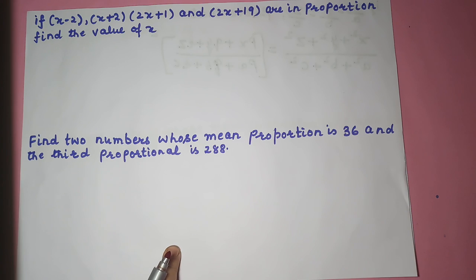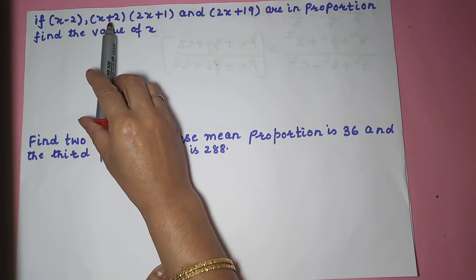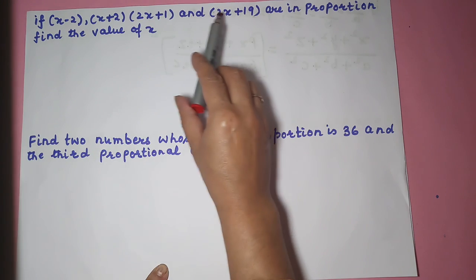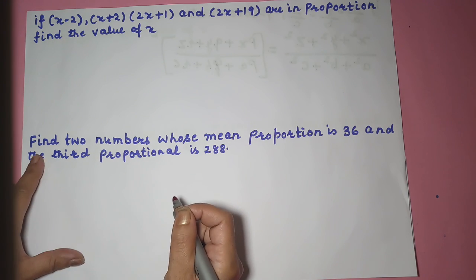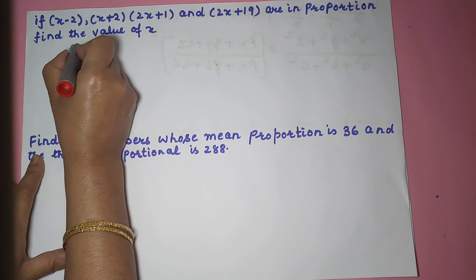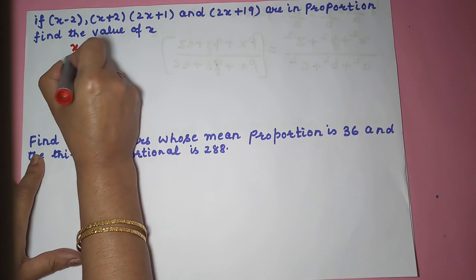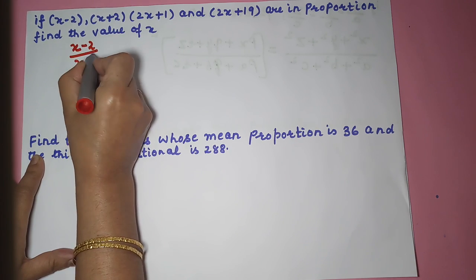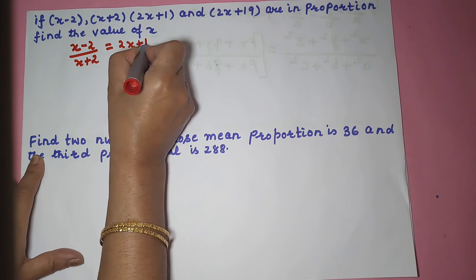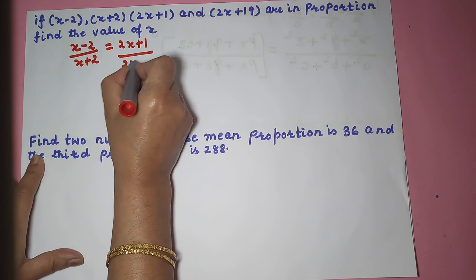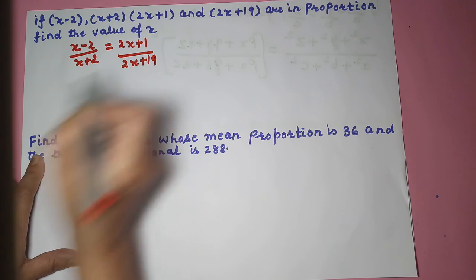Okay, some more questions based upon proportion. So here he's saying that if x minus 2, x plus 2, 2x plus 1 and 2x plus 19 are in proportion, find the value of x. Since these numbers are in proportion, can we write them as x minus 2 upon x plus 2 is equal to 2x plus 1 upon 2x plus 19, right?